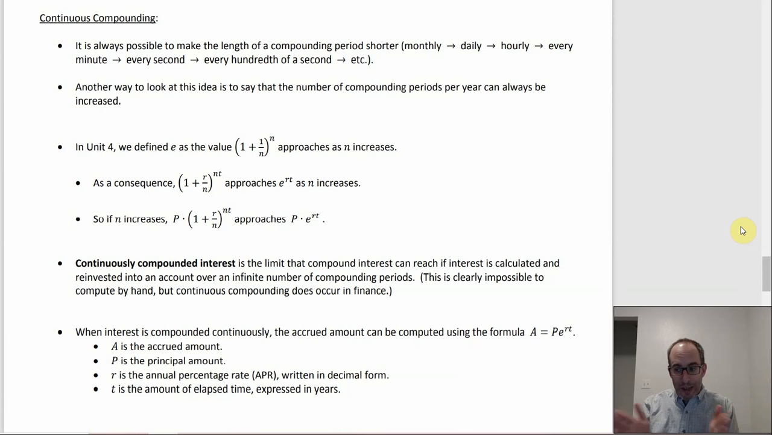But if you're breaking down the intervals of time, then the number of compounding periods is going up, right? 12, 365. 365 times 24. 365 times 24 times 60. 365 times 24 times 60 times 60. And then whatever that is times 100, right? You're getting some big numbers here. And you can always keep going. But is that worth it?